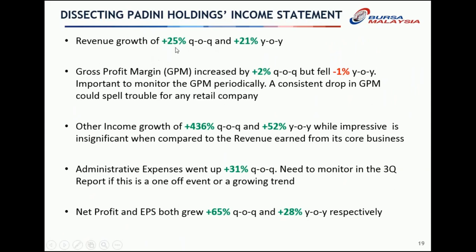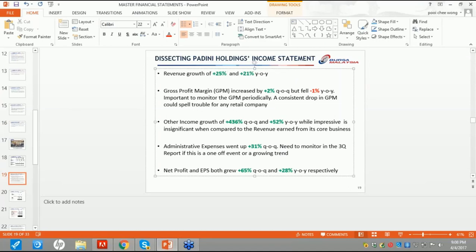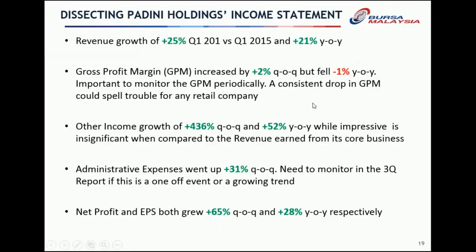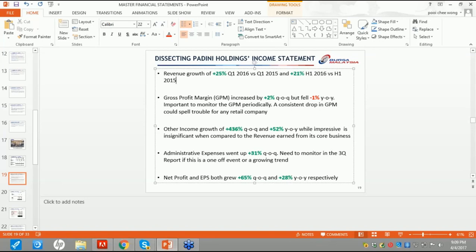This is just some summary. Revenue growth of 25%, not quarter on quarter, actually, let's put it that way: Q1 2016 versus Q1 2015. And 21% year on year, H1 2016 versus H1 2015. Sometimes they put H1 or H2 because it is first half or second half.